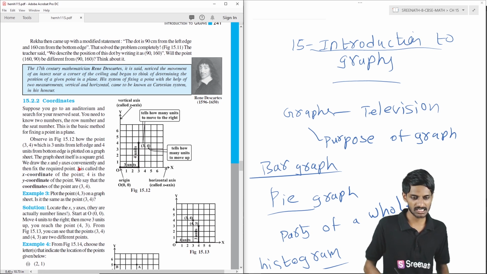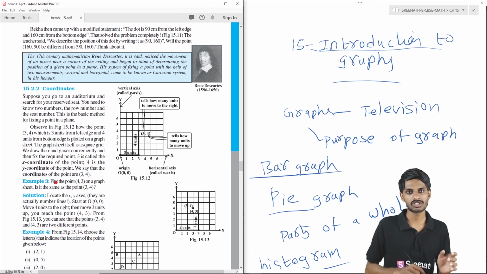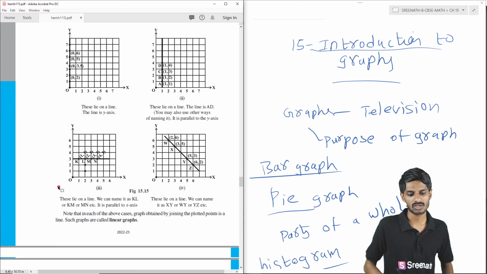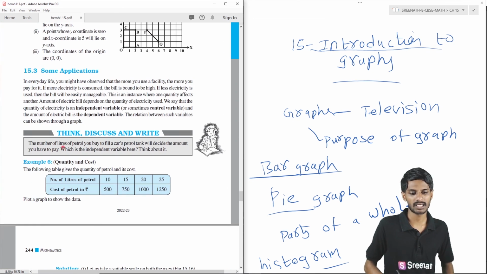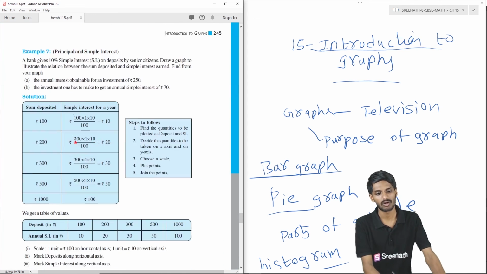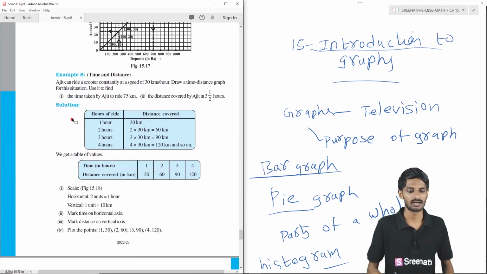The x coordinate gives us the distance of the point from the origin in the x direction, and the y coordinate gives us the distance of the point from the origin in the y direction, students. We solved some problems. After that, some applications: dependent and independent variables. We worked out the quantity and cost graph, and we discussed the time and distance graph, students.